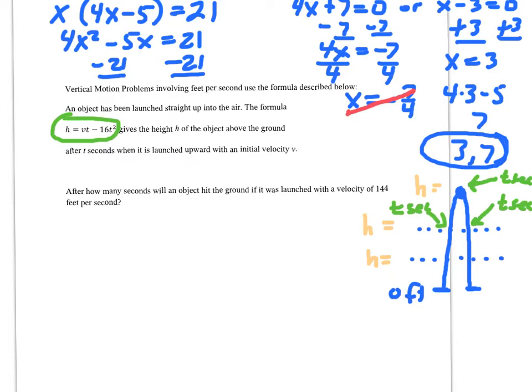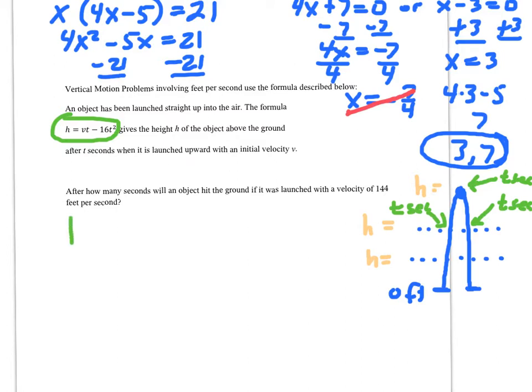So let's look at this first problem. After how many seconds will an object hit the ground if it is launched with an initial upward velocity of 144 feet per second? Just a little bit more about the variables. h is the height at a given point in time. v is the initial upward velocity. t is the time that it took to get to that height, in seconds. So I'm using this formula. Let's write the formula down.